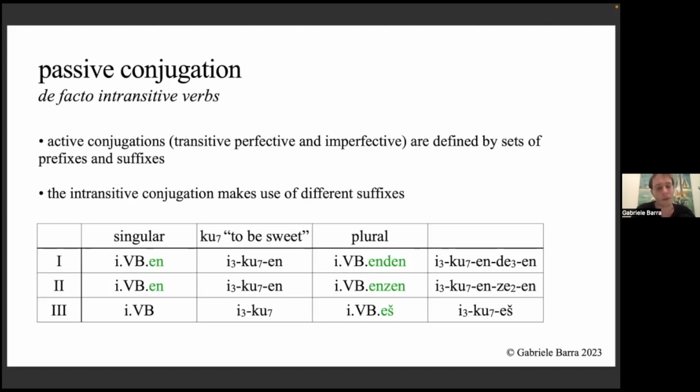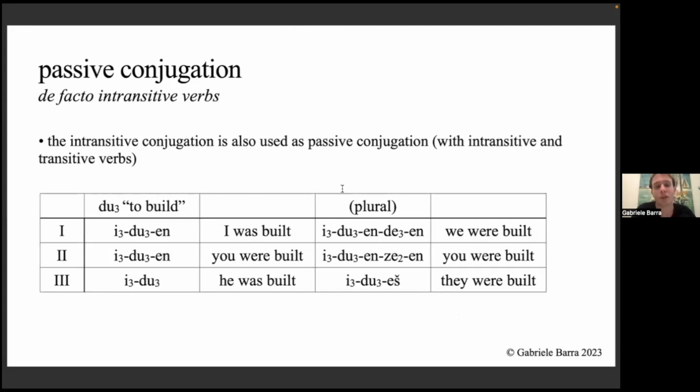So basically, in Sumerian, the intransitive conjugation is also the passive conjugation. So depending on the context, and especially if the verb is active, imagine you have an active verb and it's not used in an active conjugation, I mean, it's not conjugated as it should be, then it's probably passive.